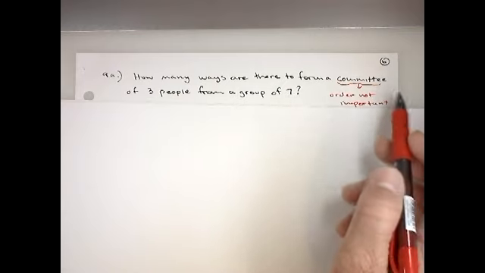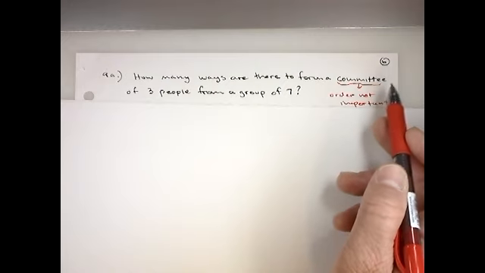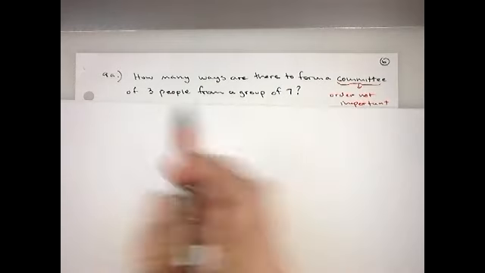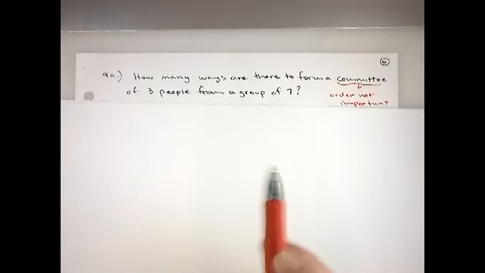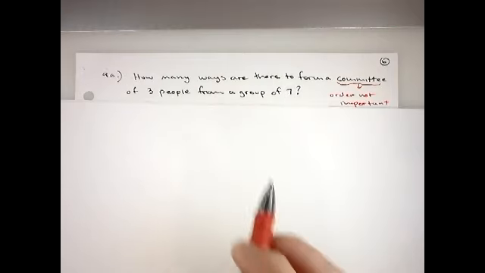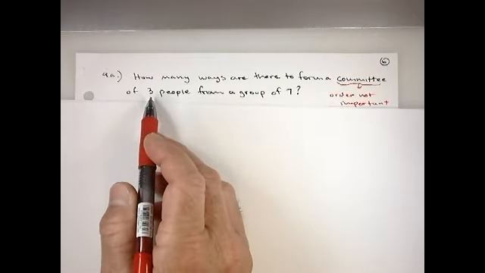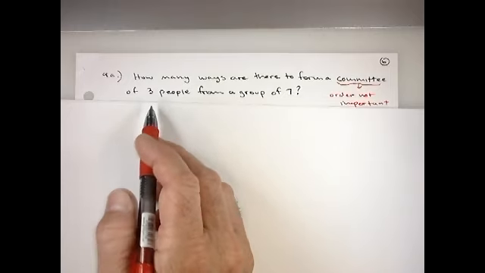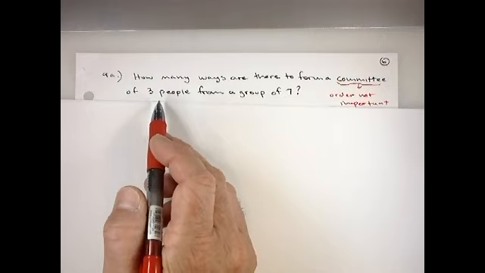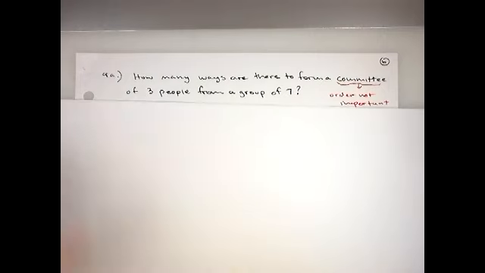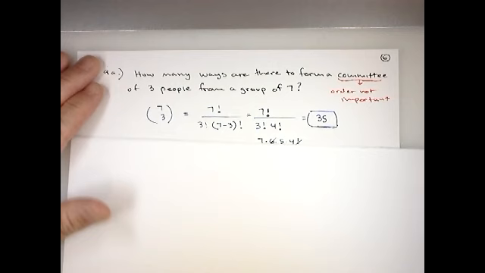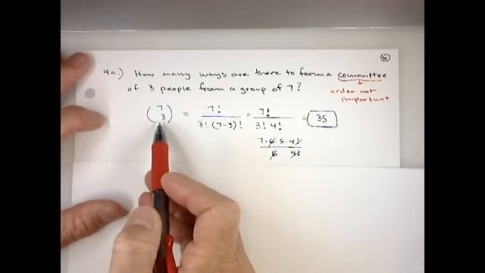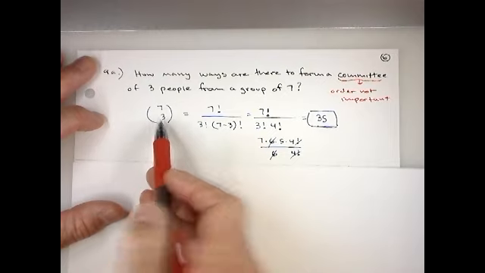Now, you can make a committee question where order does matter. For example, what if I was forming a committee where I was going to assign a president, vice president, and a treasurer? Well, then not only am I selecting 3 people, but I'm assigning them roles, which implies an order, right? But in this case, if it's just asking for the number of committees, that is straight up just a combination. So of 7 people, I want to pick any combination of 3 people to serve on the committee.